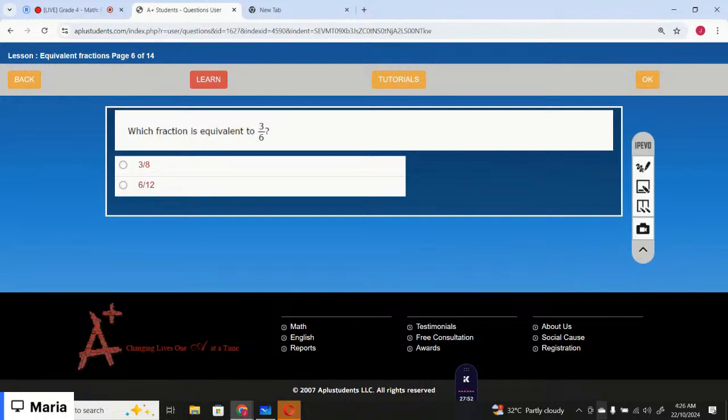That is 6 over 12. 3 times 2 is 6 and 6 times 2 is 12. So that is 6 by 12. Option number 2 is the correct option.